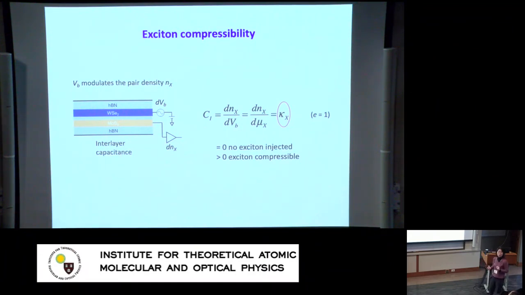So very similarly, to see whether the state is exciton compressible or not, we look at the capacitance between just the electron layer and the hole layer. And when you vary the bias, that's like you're shifting the chemical potential, and you look at the displacement current, and that tells you about the density change of the exciton. So effectively, this capacitance is the compressibility of exciton. And again, if you cannot inject the exciton, this value is 0. If you can inject, it becomes positive.